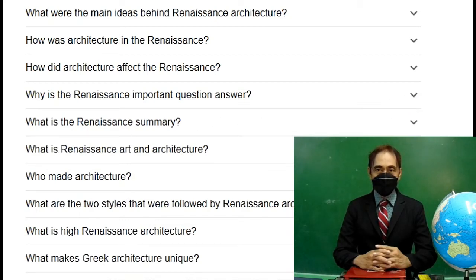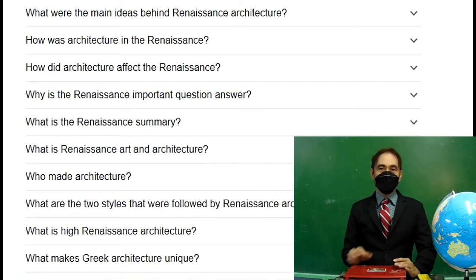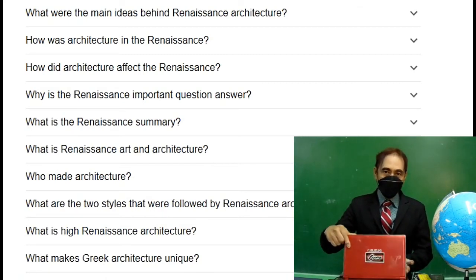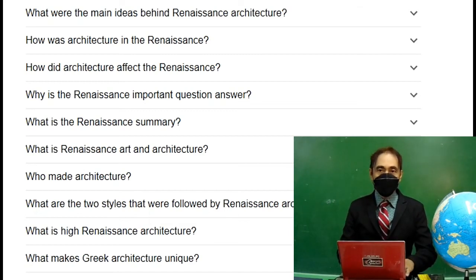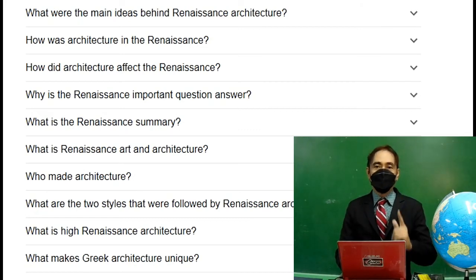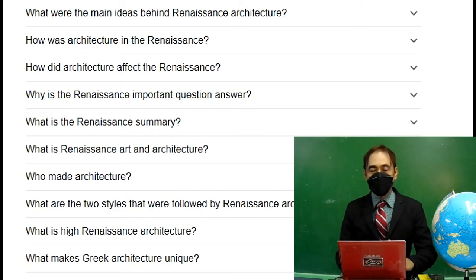What is the Renaissance summary? So what is the summary in short? Next question. What is Renaissance art and architecture? And then, who made architecture, or where did architecture originate? Next questions. What are the 2 styles that were followed by Renaissance architecture? So 2 styles before Renaissance architecture. What is high Renaissance architecture?